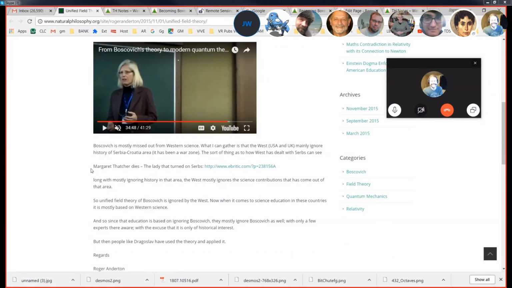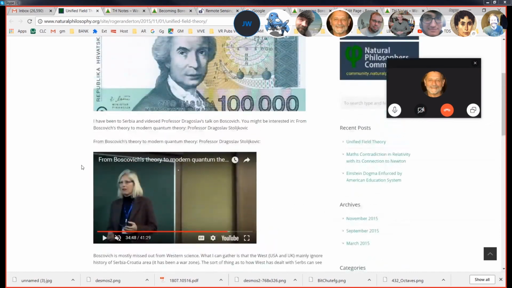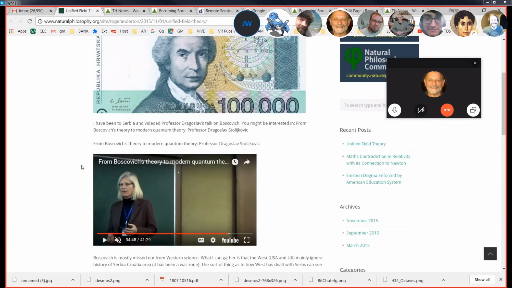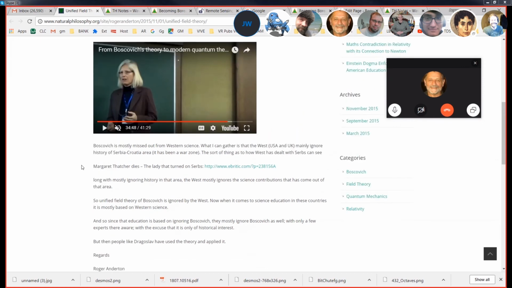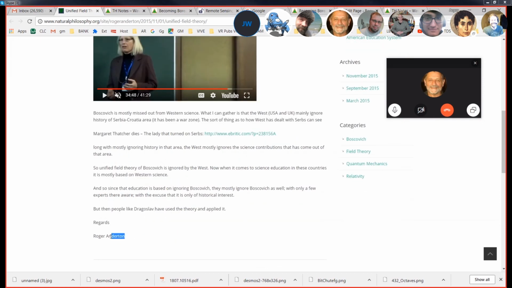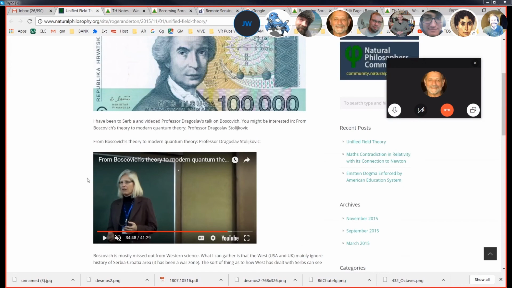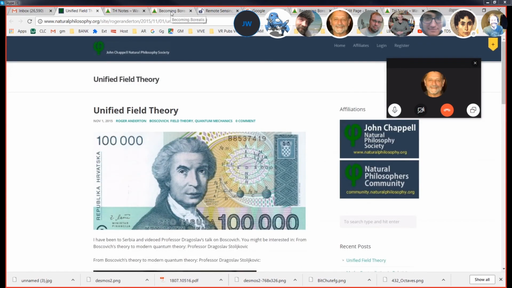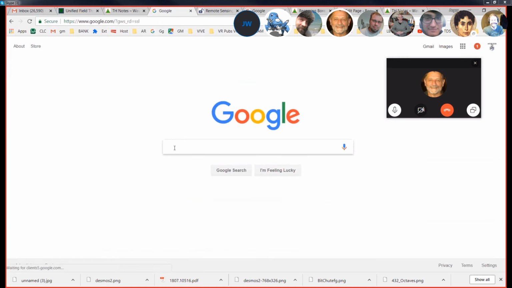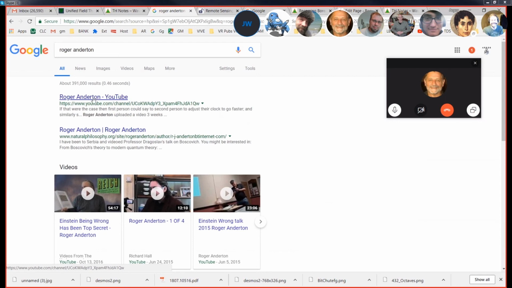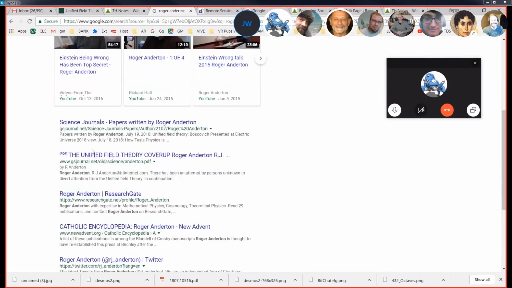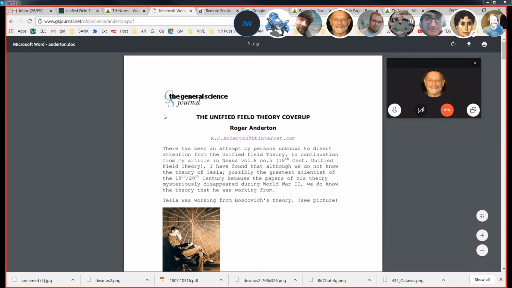So, let's see. I'm going to see if it has the information on the book. Is it Roger Anderson? Anderton. There it is. Roger Anderton. He's the one who gave the talk in Bath. And he's the one who made the translation of the book. So I think on this website somewhere, it says how to get the book. I'm not sure. I'll find it. Field theory cover up.